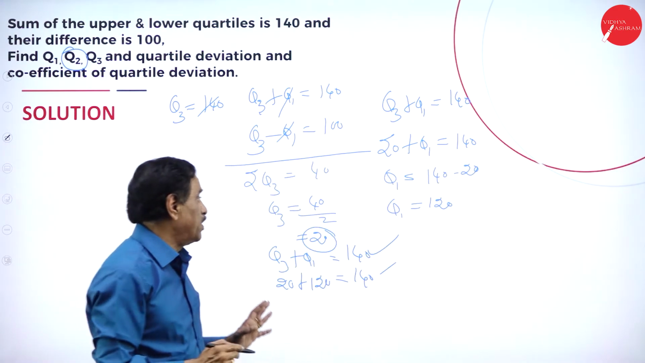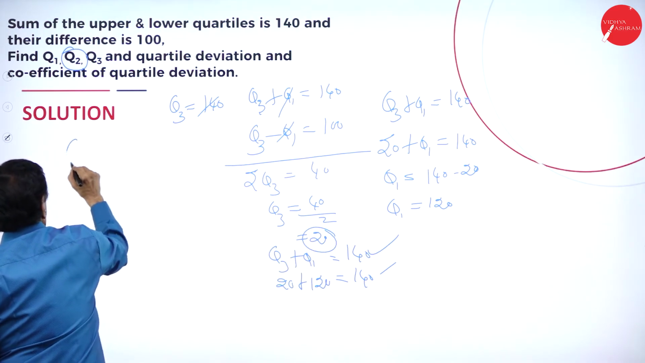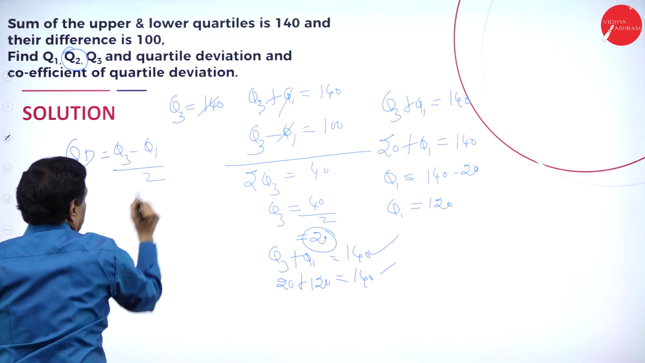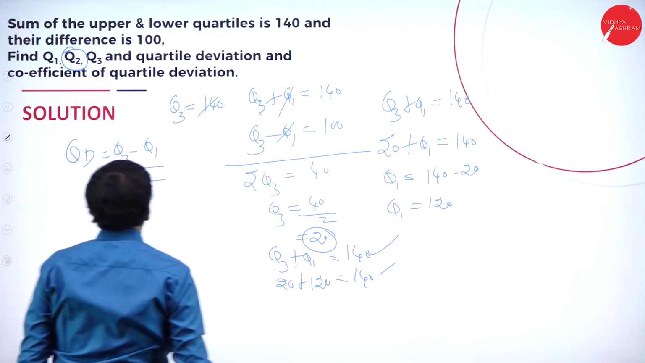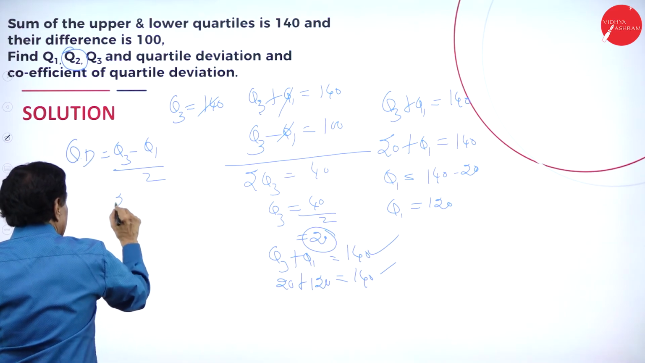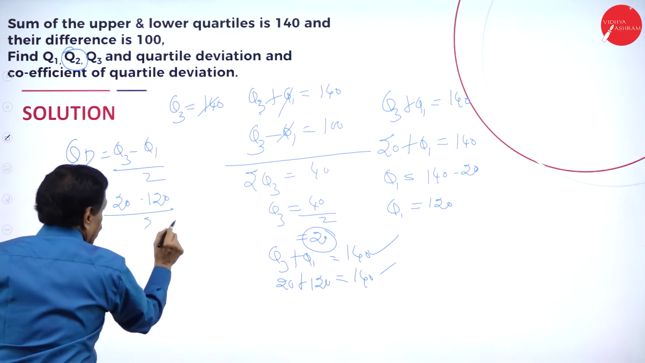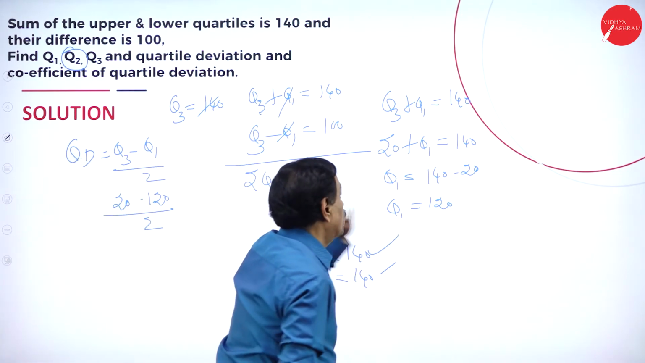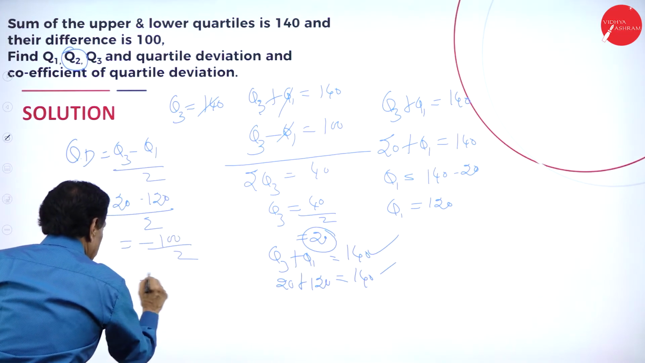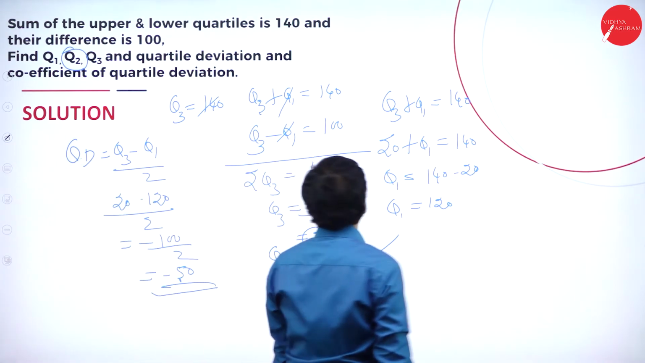So quartile deviation is Q3 minus Q1. Apply quartile deviation: Q3 minus Q1 divided by 2. What is your Q3? 20 minus 120, divided by 2. You know that Q1 is 120. So this is minus 100 divided by 2. This is minus 50. A negative figure has come. It depends upon the problem.